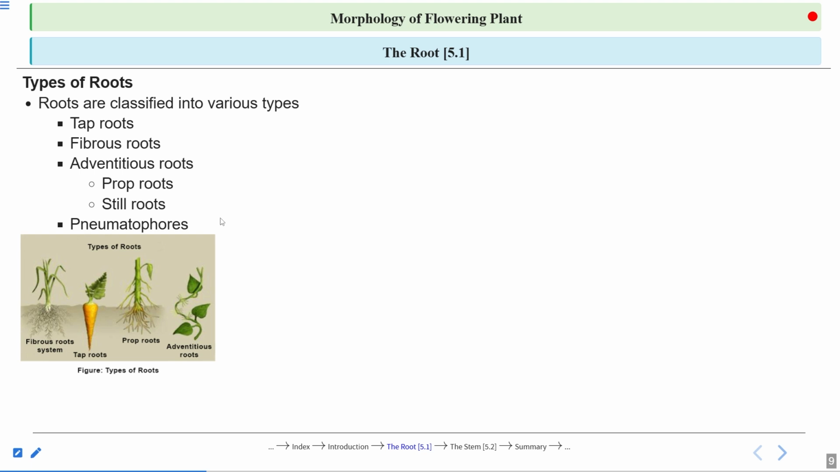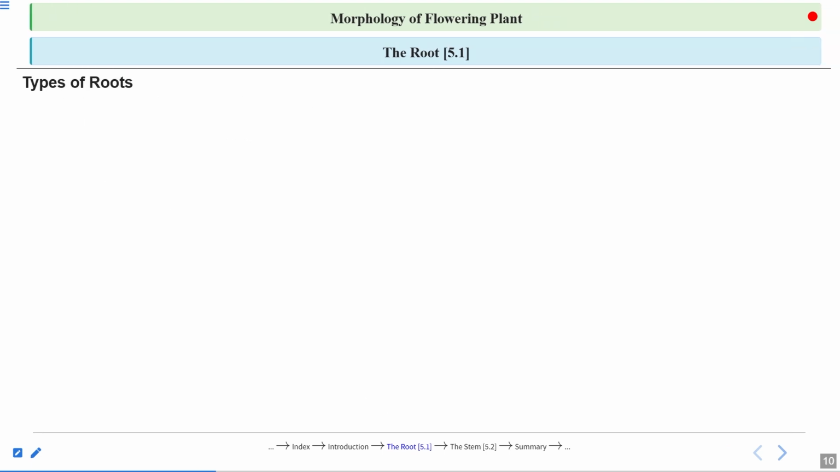So these are the different types of roots. Okay, the tap root, fibrous root, adventitious roots. And one very special one, that is the pneumatophore. So all we are going to study in detail today. The first one, that is the types of root.